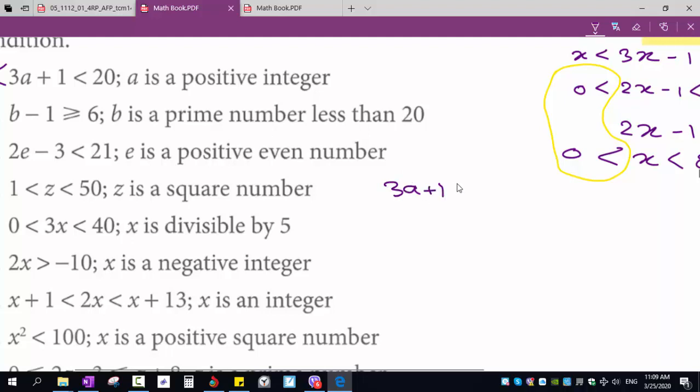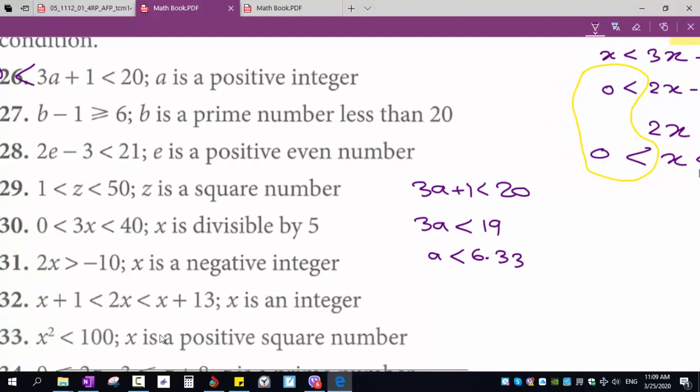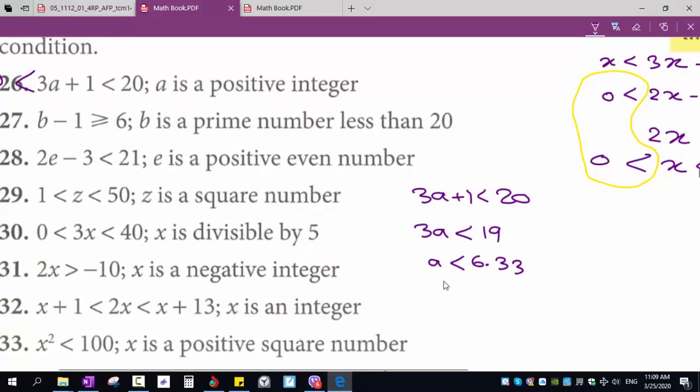3a plus 1 is less than 20. Send this 1 to the other side, it becomes negative. 3a is less than 19. So divide both sides by 3. a is less than 6.33. If a is a positive integer, it means a is 6. a could be 6.